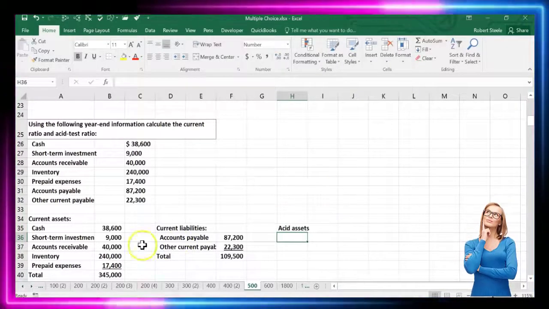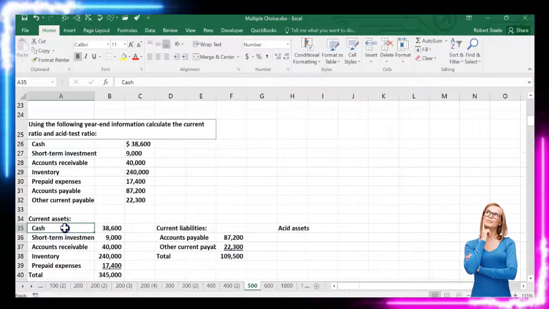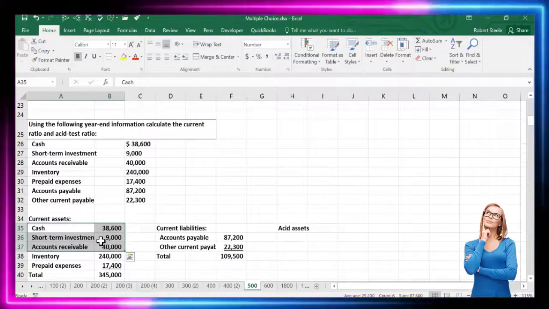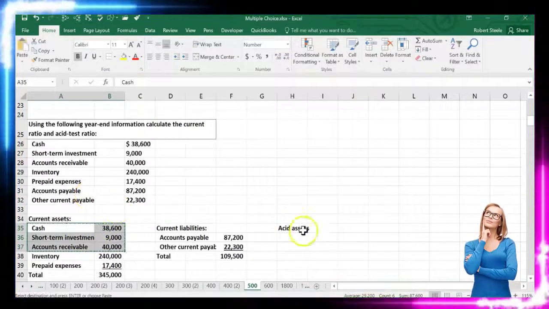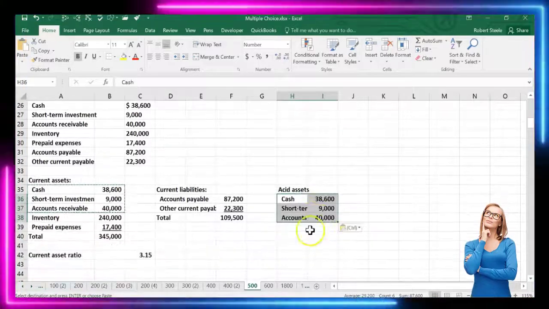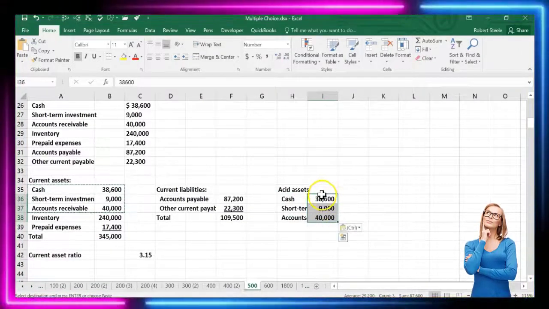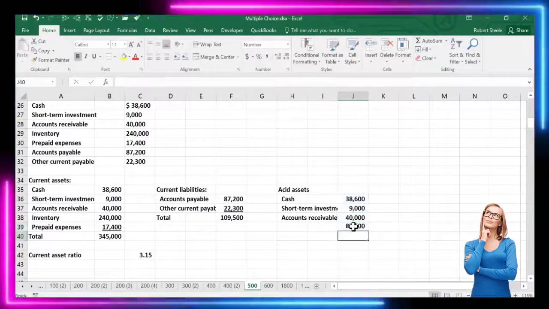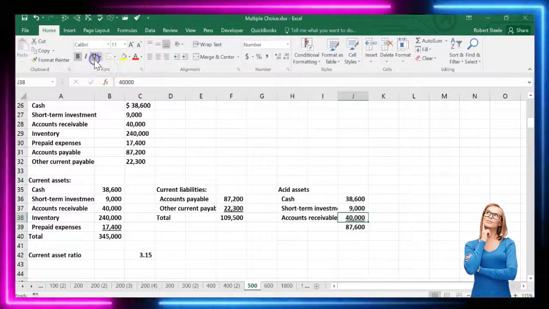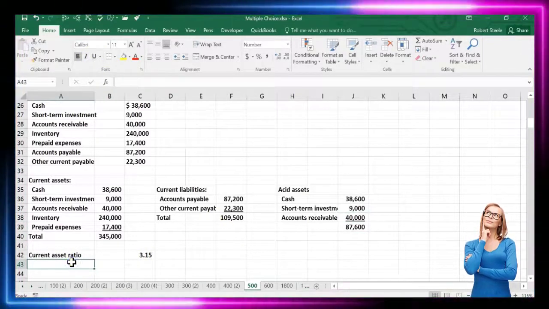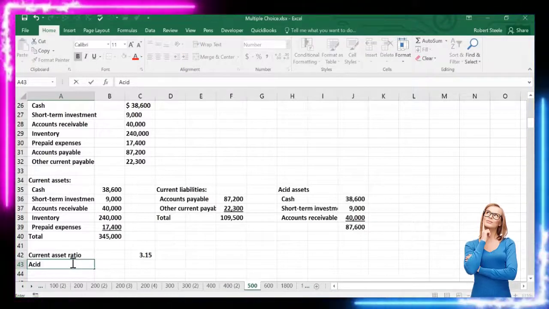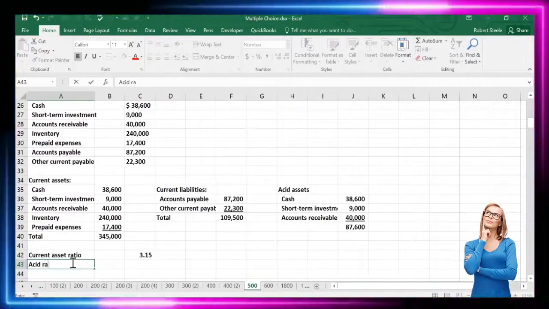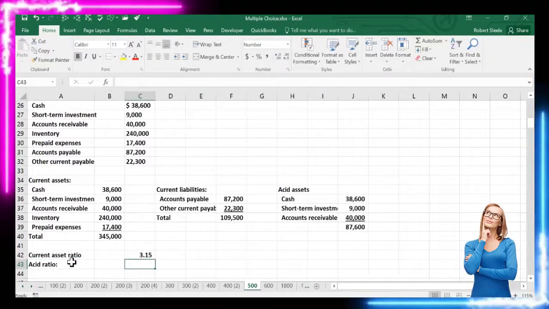So we're going to say that the current assets are going to be more restricted. We're going to have cash, we're going to have short-term receivable, we're going to have accounts receivable, but we're not going to have inventory, and we're not going to have prepaid expenses. So I'm going to copy these and say these are the more restricted assets in our ratio that we will then calculate. And so we're going to sum those up. Those are our acid or quick assets. And then we're going to have the ratio. That's good enough.